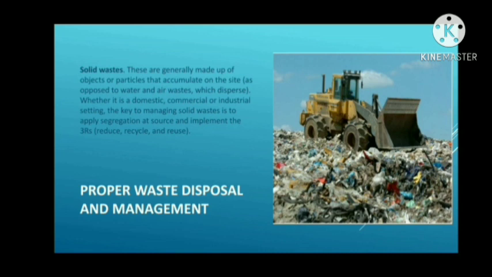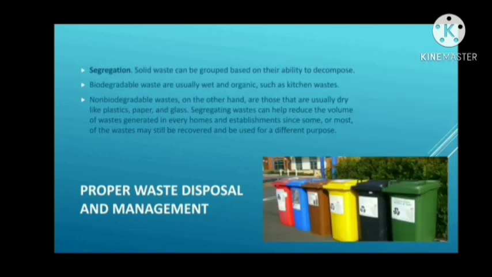So let us now discuss the three R's: reduce, recycle, and reuse. Segregation. Solid waste can be grouped based on its ability to decompose. The first one is biodegradable waste. Biodegradable wastes are usually wet and organic, such as kitchen waste. Non-biodegradable wastes, on the other hand, are those that are usually dry, like plastics, paper, and glass. Segregating waste can help reduce the volume of waste generated in every home and establishment, since some or most of the waste may still be recovered and used for different purposes.